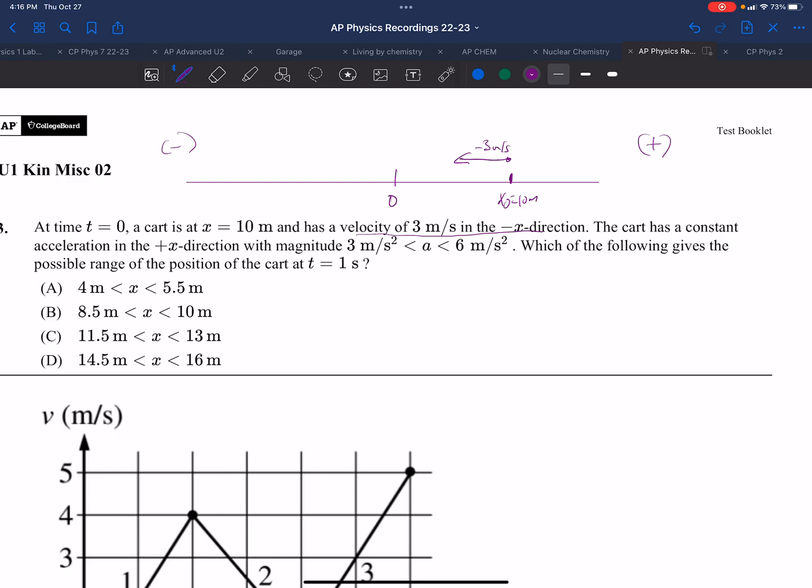It has a constant acceleration in the x direction of between 3 meters per second squared and 6 meters per second squared. What gives the possible range of position of the cart at 1 second? So let's consider the two extremes. If the acceleration is positive 3 meters per second squared, then that means that after 1 second, the velocity will have changed from -3 to 0. So at 1 second, the velocity will be equal to 0.